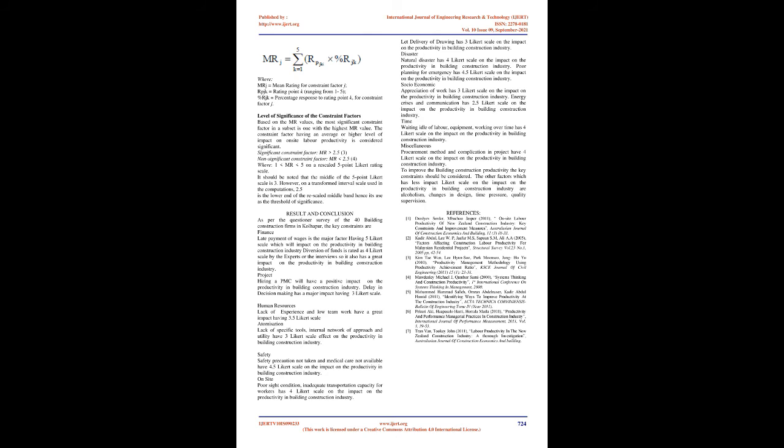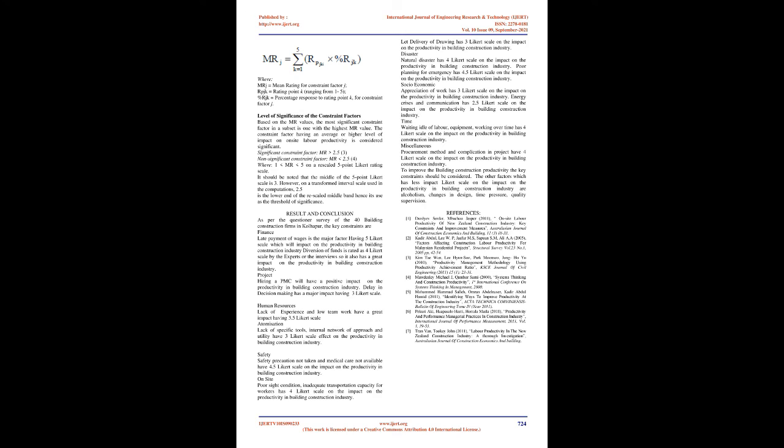Disaster. Natural disaster has 4 Likert scale on the impact on the productivity in the building construction industry. Poor planning for emergency has 4.5 Likert scale on the impact on the productivity in the building construction industry. Socio-economic. Appreciation of work has 3 Likert scale on the impact on the productivity in the building construction industry. Energy crises and communication have 2.5 Likert scale on the impact on the productivity in the building construction industry.